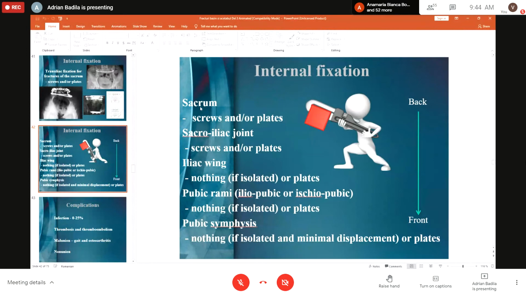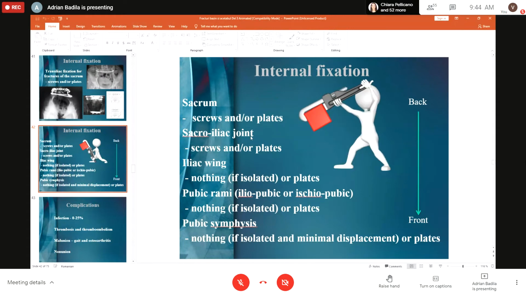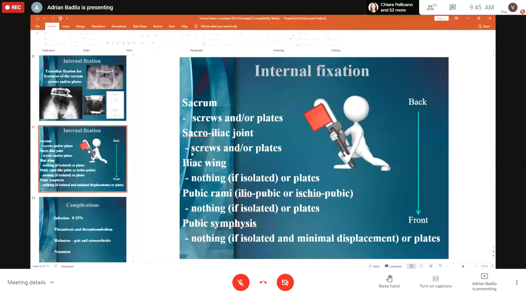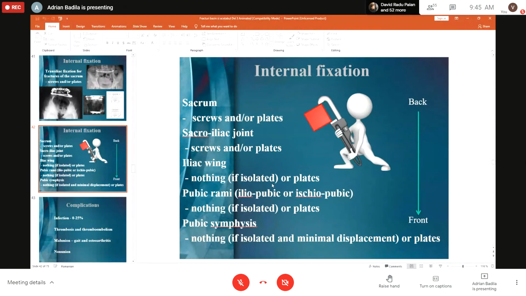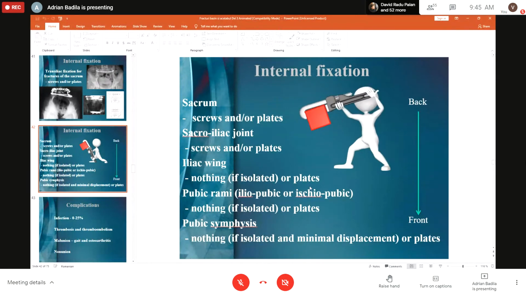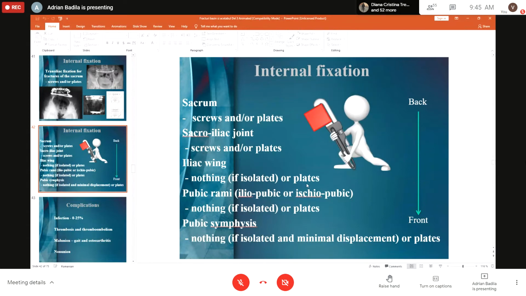pelvic ring, for the fractures of the sacrum, we can use screws and or plates. For the sacroiliac joint, screws and or plates. For the iliac wing, nothing if we have an isolated fracture, or if we have a number of fractures, we can use a plate with screws.